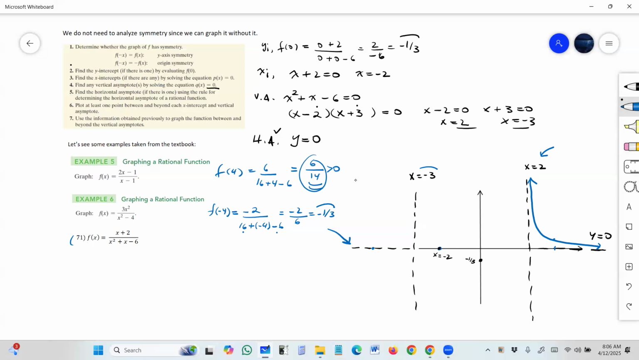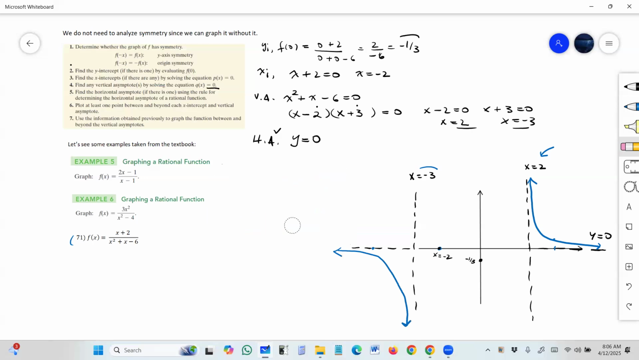Okay, so the behavior of the graph is like this. Okay. So that segment is also done. I'm going to erase this for now. All I need to do now is find the behavior of the graph in here.